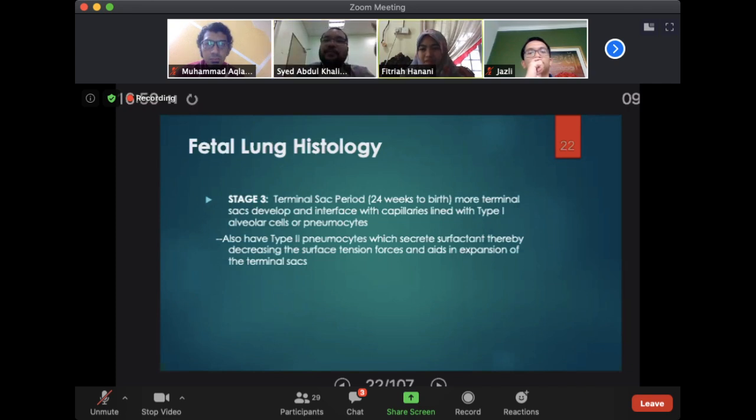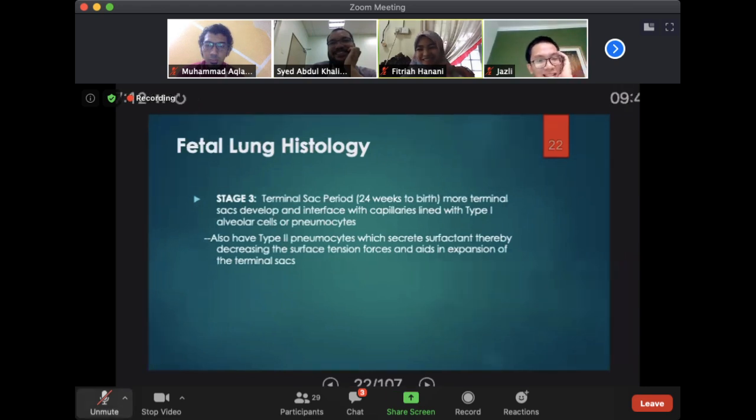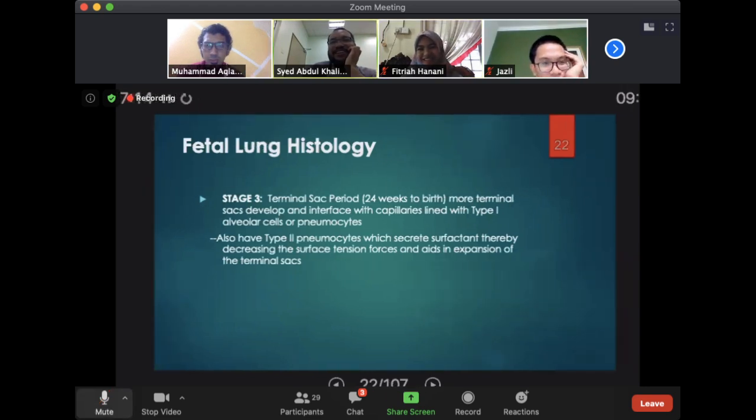If a mother comes in at 27 weeks, do you think we should resuscitate the baby? I don't think so, because alveoli do not develop yet at that age. 27 weeks, yes. Okay, who says we should resuscitate? Or does everyone agree with Fitria? 24 weeks, doctor, is the cutoff since the elaboration of surfactant starts there. So Aklan thinks it's 24 weeks. Anyone else?